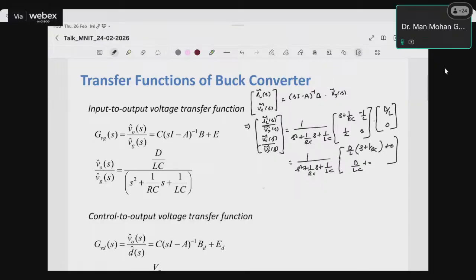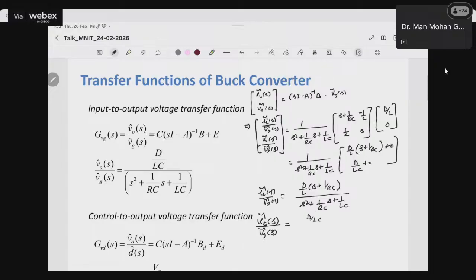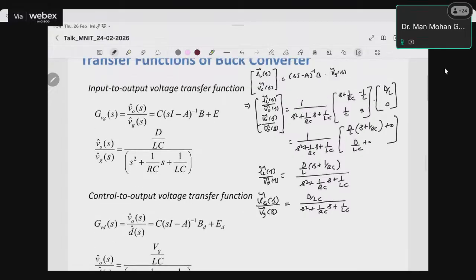So the first transfer function I get, IL upon Vg of S, is D upon L times S plus 1 upon RC, divided by S square plus 1 upon RC S plus 1 upon LC. And the second one, Vc of S divided by Vg of S, is equal to D upon LC divided by S square plus 1 upon RCS plus 1 upon LC. So these two transfer functions are obtained here, right?